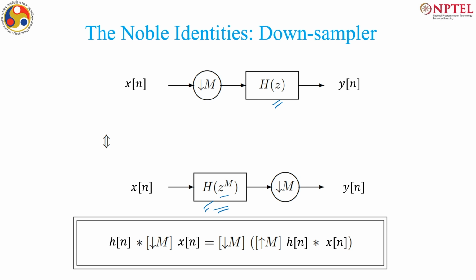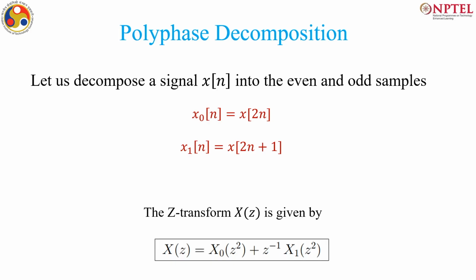So, convolving h of n with a downsampled version of my signal is equivalent to downsampling the convolution of the signal with the upsampled version of the filter. This is the upsampled version of the filter. So, we are first convolving with the upsampled version of the filter and then we are downsampling it. Now, these identities will be useful in the subsequent concepts, which is polyphase decomposition.